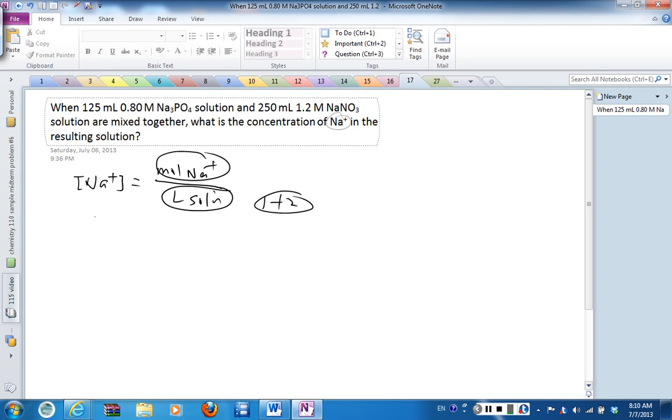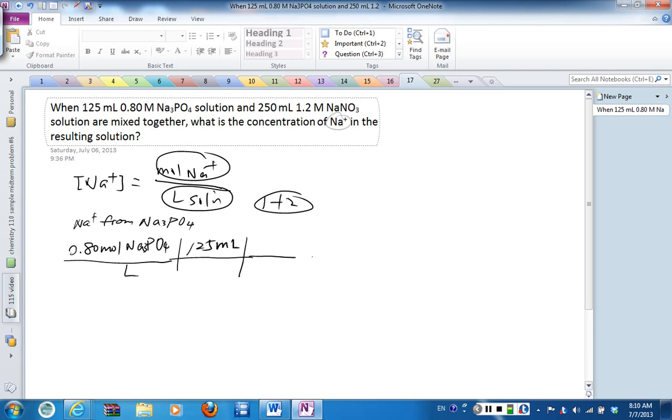Your sodium is coming from two different sources. First, sodium from sodium phosphate. The concentration is 0.80 mole Na3PO4 per liter of solution. We know the amount. The volume is 125 milliliter. Milliliter and liter don't cancel, so let's make sure they can cancel right. Milliliter, liter.